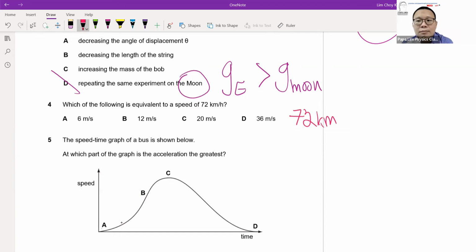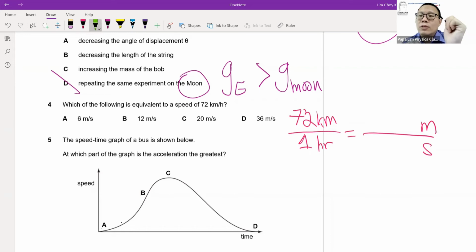72 km per hour means 72 km in 1 hour. So indirectly, I want to convert km to meter and hour to second. What I do is I do it factor by factor. I look at the numerator first. The numerator requires me to convert km to meter. We all know that 1 km is 1000 meters. So it's literally like 1 km, I multiply by 1000, and I get it in terms of meters. So if I have 72 kilometers, I'm looking at 72 multiplied by 1000, which gives me the answer in meters.